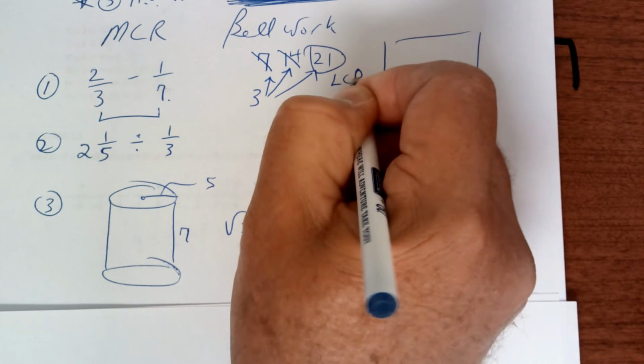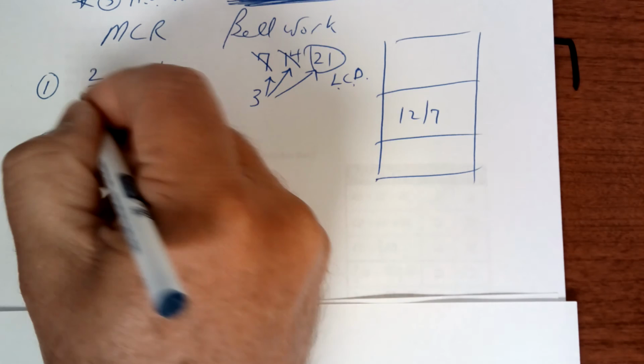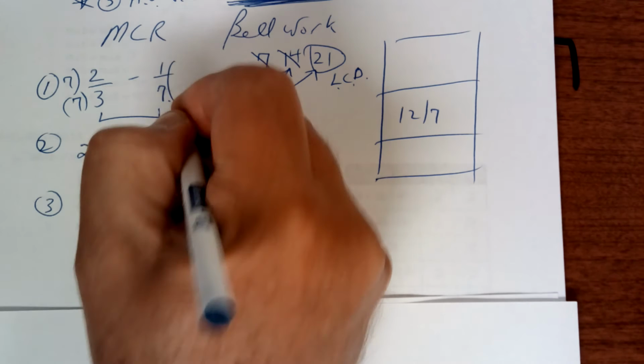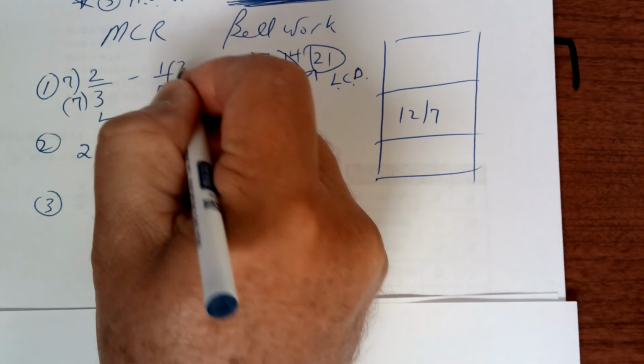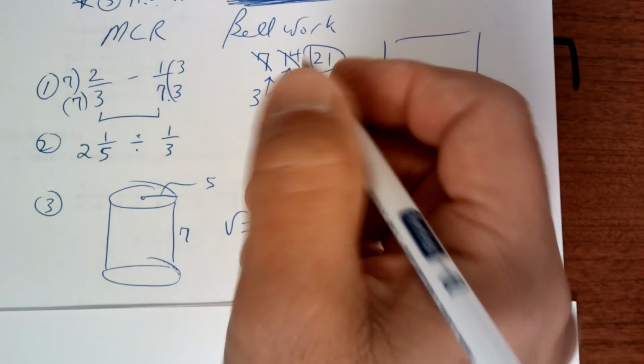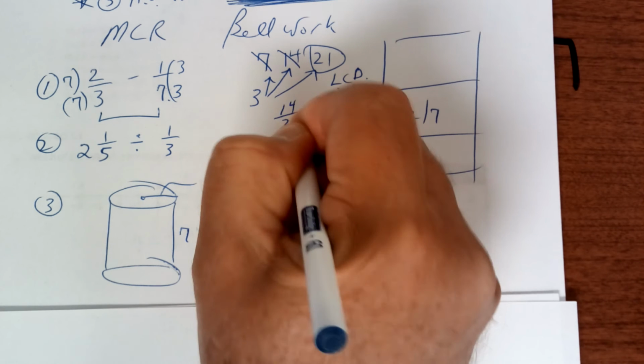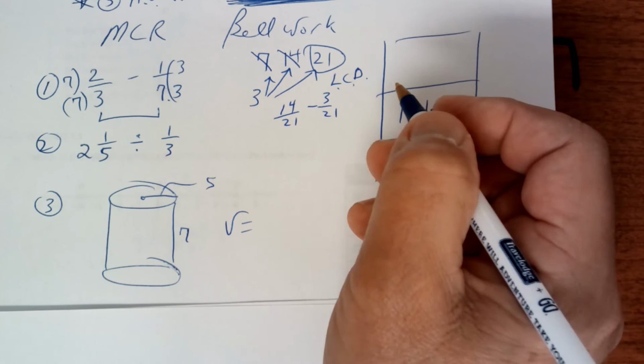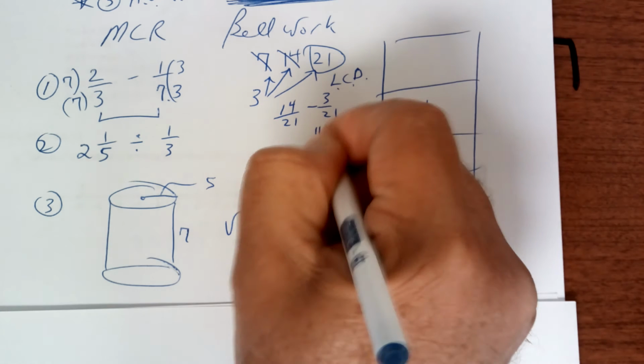That's your least common denominator. And that's the way I taught you. So 3 times 7 is going to give me 21. And 7 times 3 is going to give me this one. So I'm going to end up with 14 over 21 minus 3 over 21. And when I do that, I get 11 over 21.